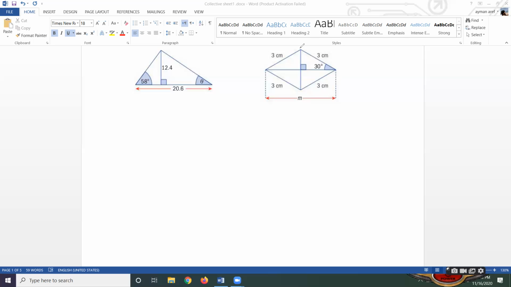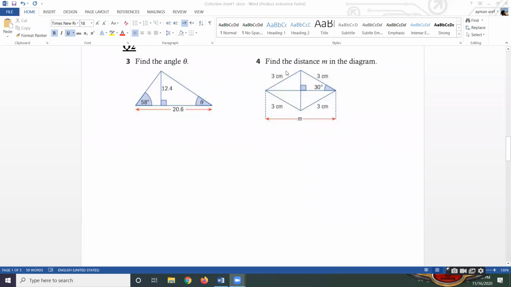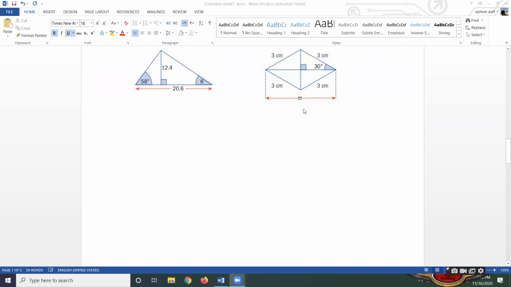Here in this question, we need to find the distance m in the diagram. Okay, let's think about that. I think it's so easy. I'm sorry about that. I think it's so easy, inshallah, it will be so easy.